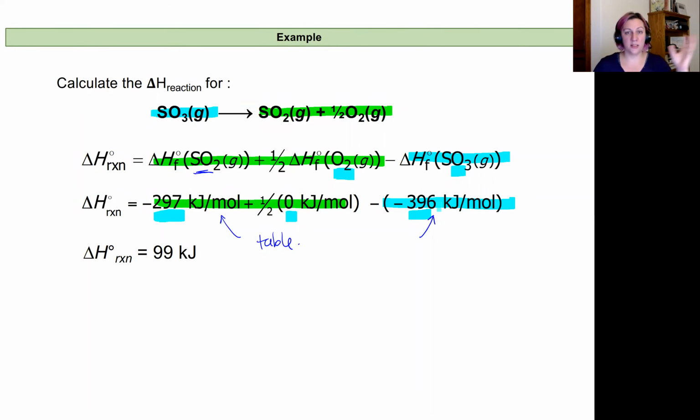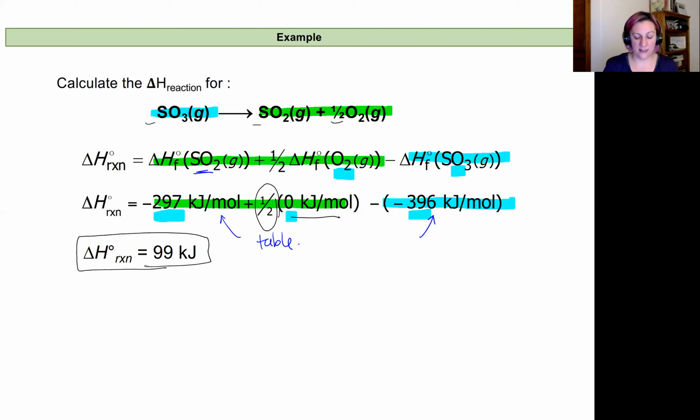Remember, it's always products minus reactants, and we multiply by our coefficients. We have a coefficient of 1 for both our sulfur dioxide and sulfur trioxide, but a coefficient of 1/2 for our oxygen. And so that oxygen enthalpy of formation is multiplied by the coefficient of 1/2, which is still just 0. Then we take the sum, and we end up with an enthalpy of reaction that's 99 kilojoules.